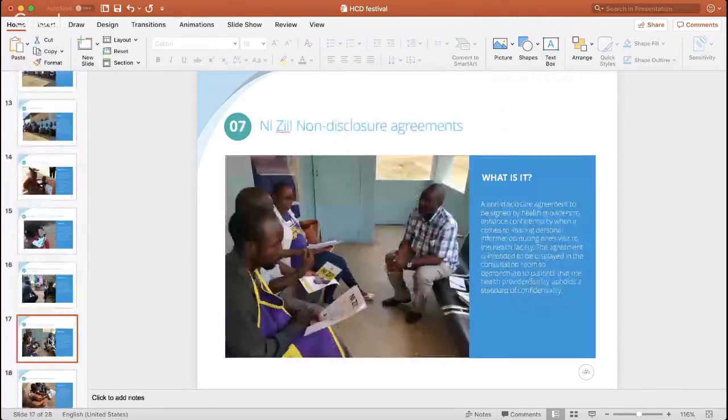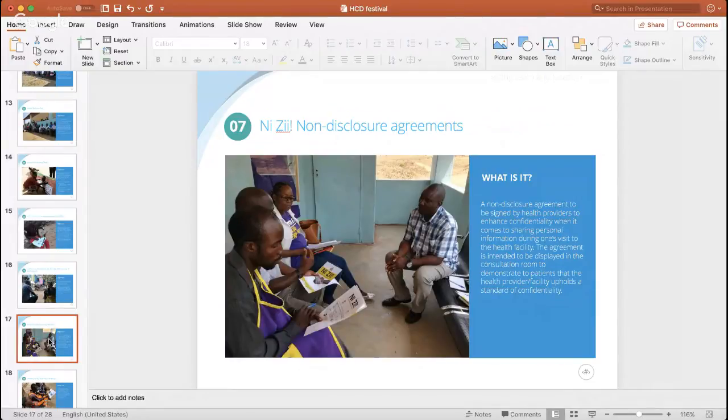The seventh prototype is called Nizi. If I remember correctly, Nizi in Bemba means like shh, like stay quiet. So this was a non-disclosure agreement that was supposed to be signed by the health provider. It would be a promise to themselves not to disclose any information that the patient was sharing with them. Its main purpose was to enhance confidentiality when sharing personal information during the visit to a health facility.